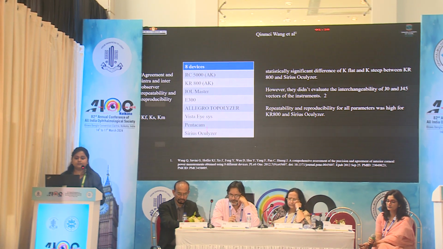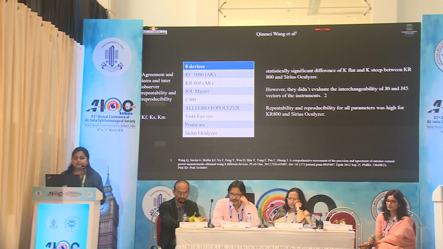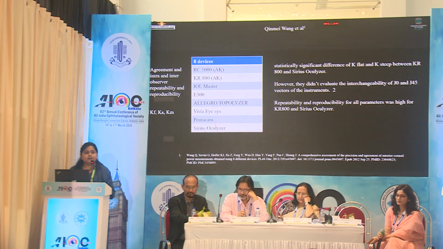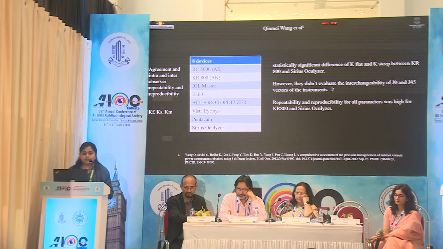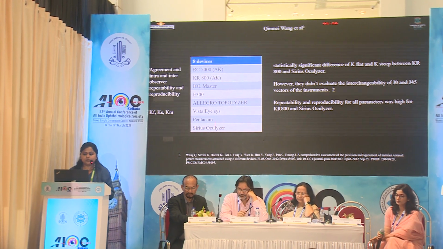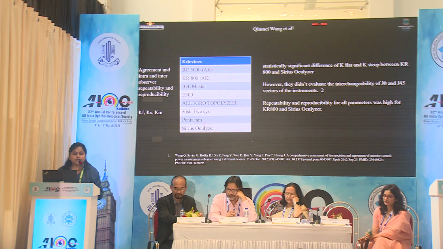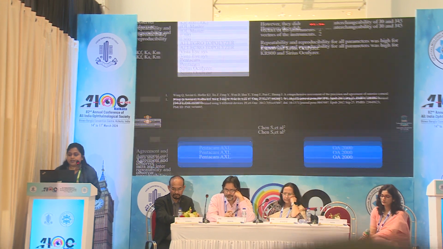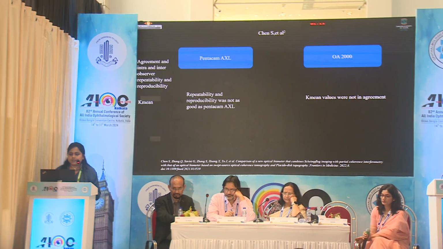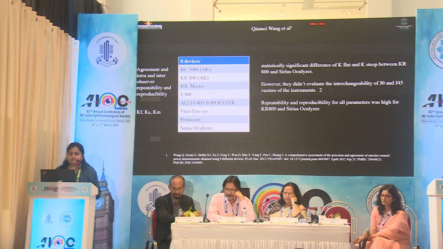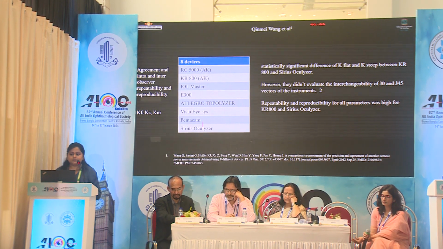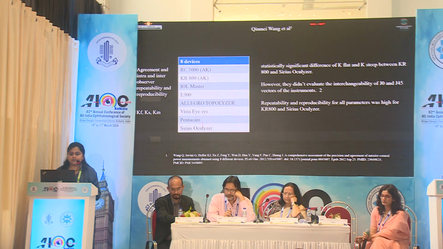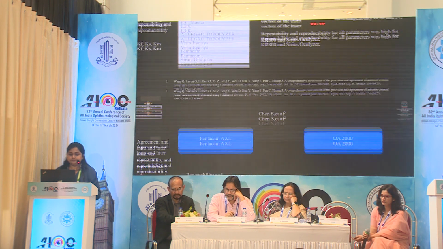There were other studies, one such study by Kinmai Wang et al. They had compared 8 different devices which included KR800 and Sirius oculizer, but they had not included OA2000. Their conclusion was that the K-flat and K-steep values between KR800 and Sirius oculizer were not agreeable, and they didn't assess the interchangeability of J0 and J45 vectors.